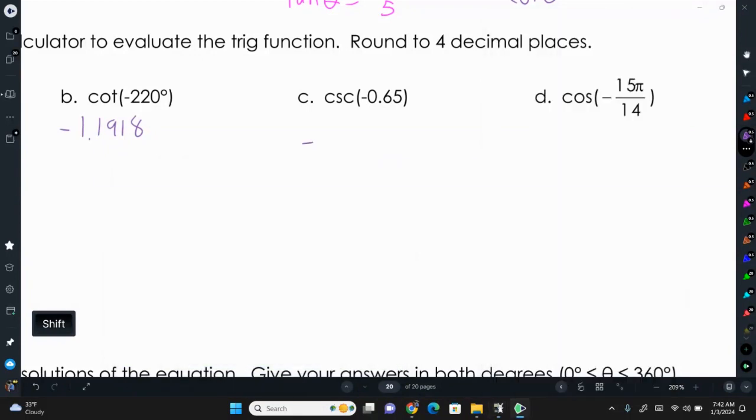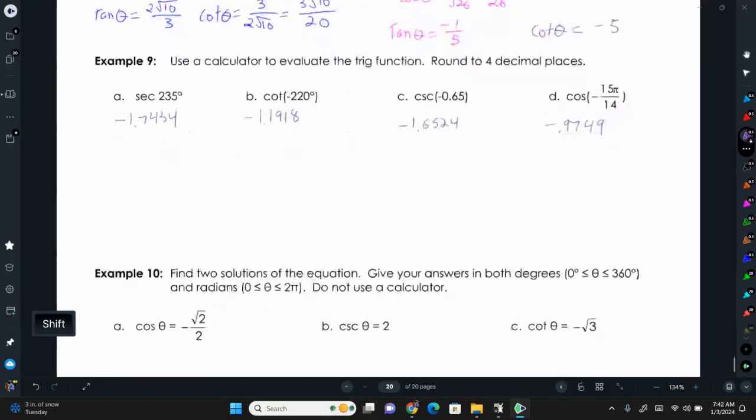So our two answers, negative 1.6524 and cosine negative 0.9749. So the biggest issue with these calculator problems is remembering to be in the correct mode.